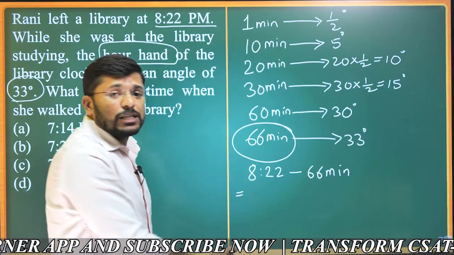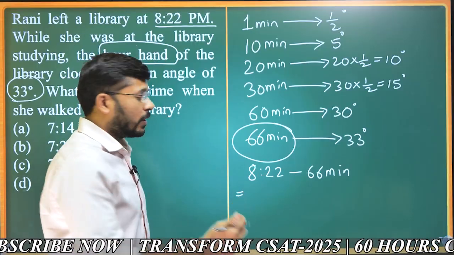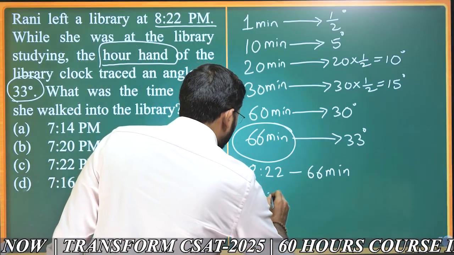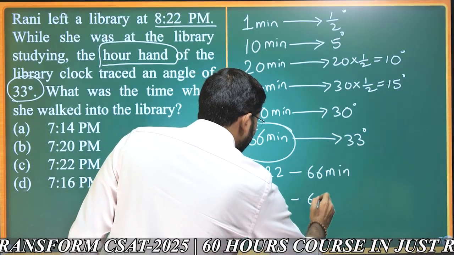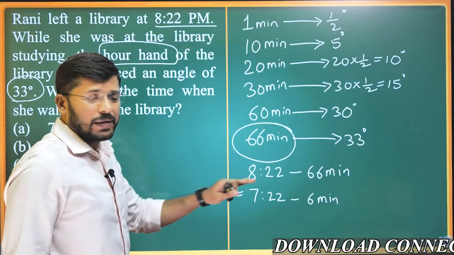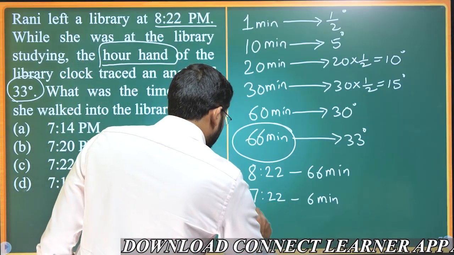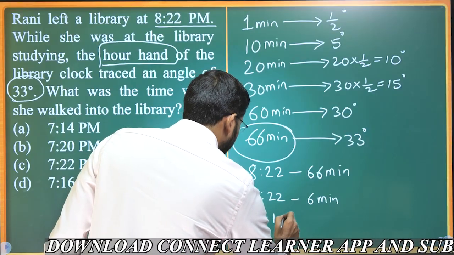8:22, 60 minutes before 8:22, it was 7:22, right? Because 60 minutes is 1 hour. So this is equal to 7:22 minus 6 minutes. Yes, because 60 minutes ago it was 7:22. Now 7:22 minus 6. Now do 22 minus 6. That is 16. 22 minus 6 is 16.